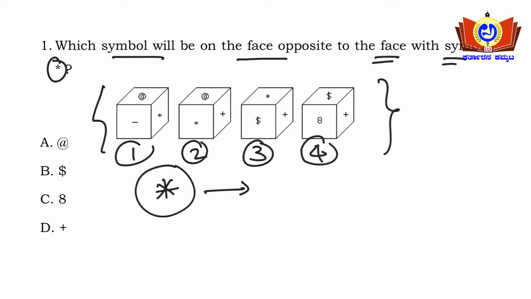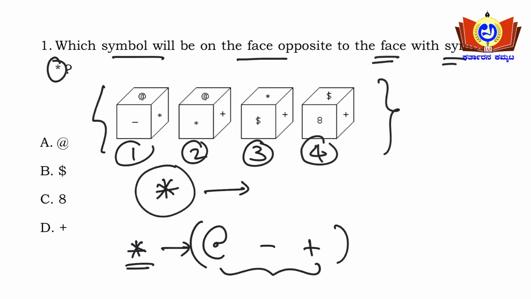When you take the first face here, with the star, the adjacent symbols are at and minus. In the second figure, with the star, at and plus are adjacent. So for the star symbol, these 3 symbols are adjacent. Also in the third figure, for the star symbol, the dollar symbol is adjacent here. Yes or no? See, the dollar symbol is adjacent here.